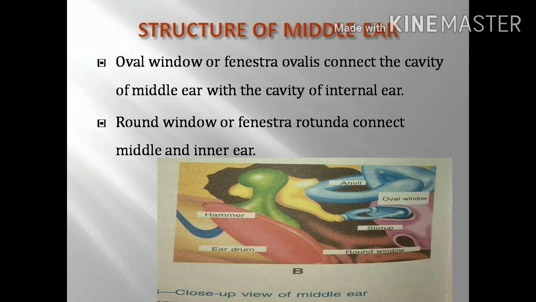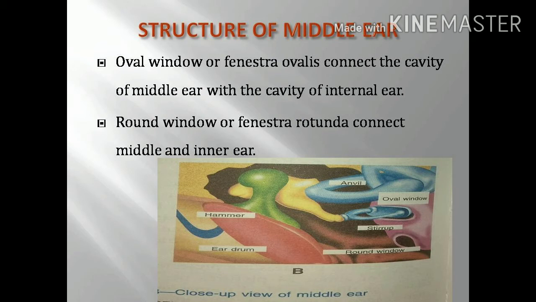The flat part of stapes is attached to the margins of fenestra ovalis, which is called the oval window. The stapes is attached to the fenestra ovalis. Through the oval window, the cavity of the middle ear is connected with the cavity of the internal ear.